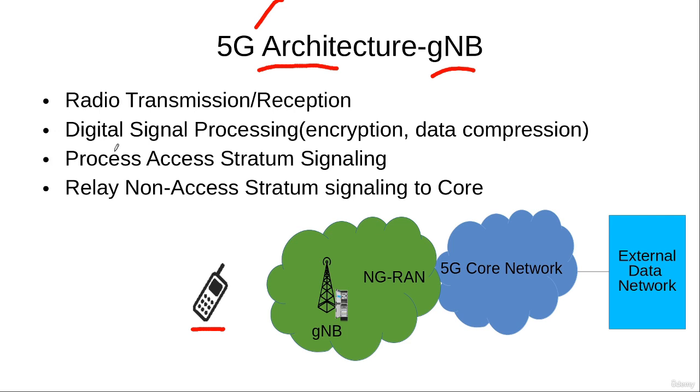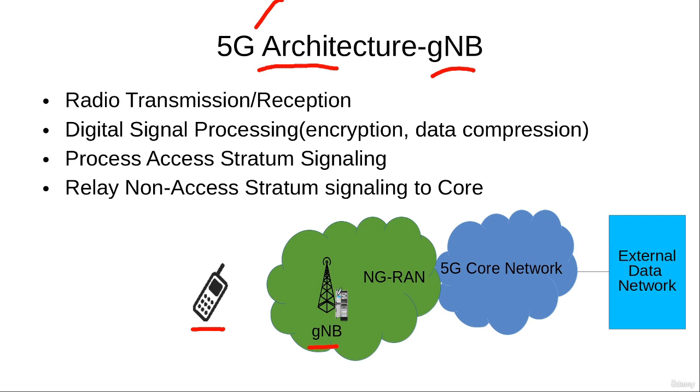Then the second functionality is the digital signal processing. For example, the voice and the signaling that is going from the gNB to the user equipment needs to be encrypted. The data and the signaling that is going to the user equipment needs to be encrypted on the air interface. Similarly, the data and signaling that is coming from the user equipment to the gNB needs to be decrypted. So this functionality is performed by the gNB.